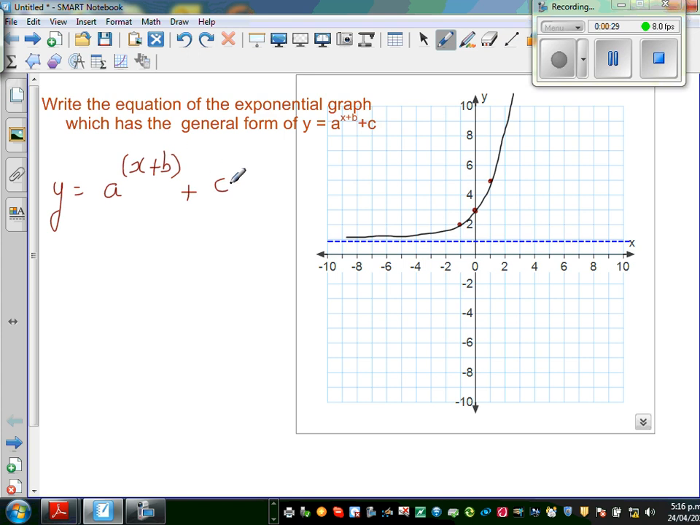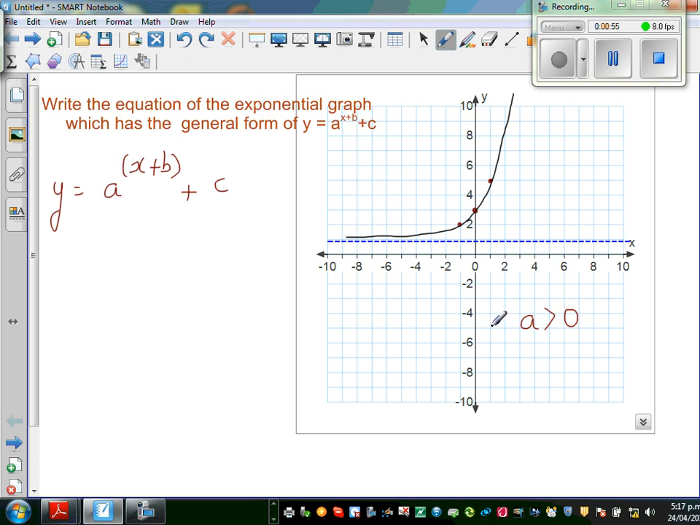b can also be positive or negative, and c can also be positive. I'm keeping plus, but ultimately b and c can be negative. a would not be negative because it's an exponential graph, it is going up. So by looking at the graph, I can say a is greater than 0 because it is going up.